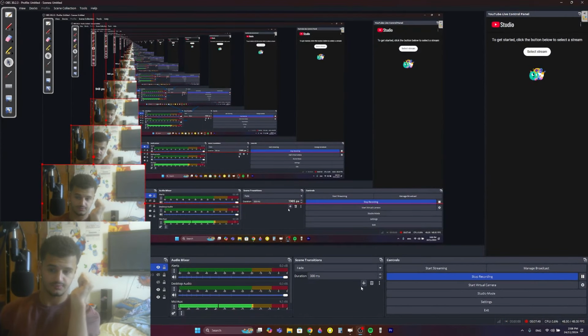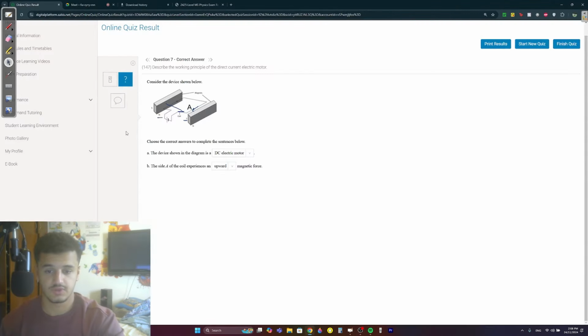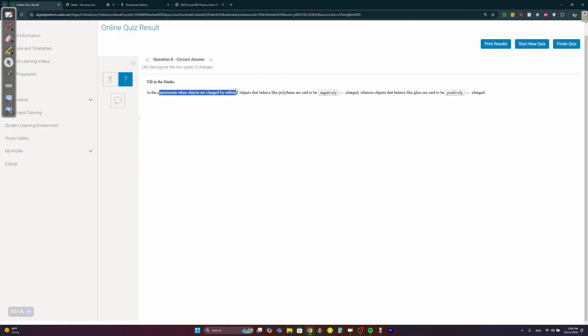So it's coming out, right? The magnetic field is going to the right. So if you point your middle finger, it's going to go upwards. So it's going to be an upward magnetic force. In the experiments, when objects are charged by rubbing, objects that behave like polythene are negatively charged. Because polythene is plastic. Anything that's plastic is negatively charged, and glass is positively charged.